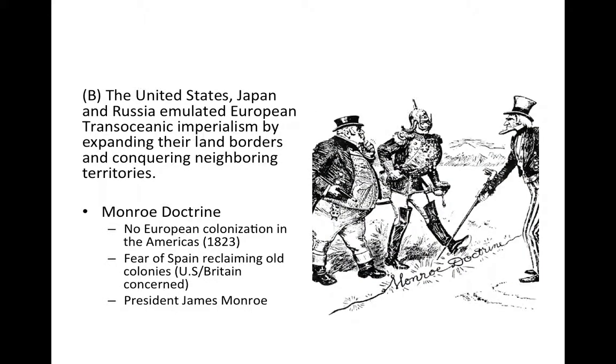All right, subconcept B states the US, Japan, and Russia emulated European transoceanic imperialism by expanding their land borders and conquering neighboring territories. So you want to provide examples of imperialism by the US, Japan, and Russia. The Monroe Doctrine is a great example of this. In 1823, James Monroe tells Europe to stay out of the Americas, right?